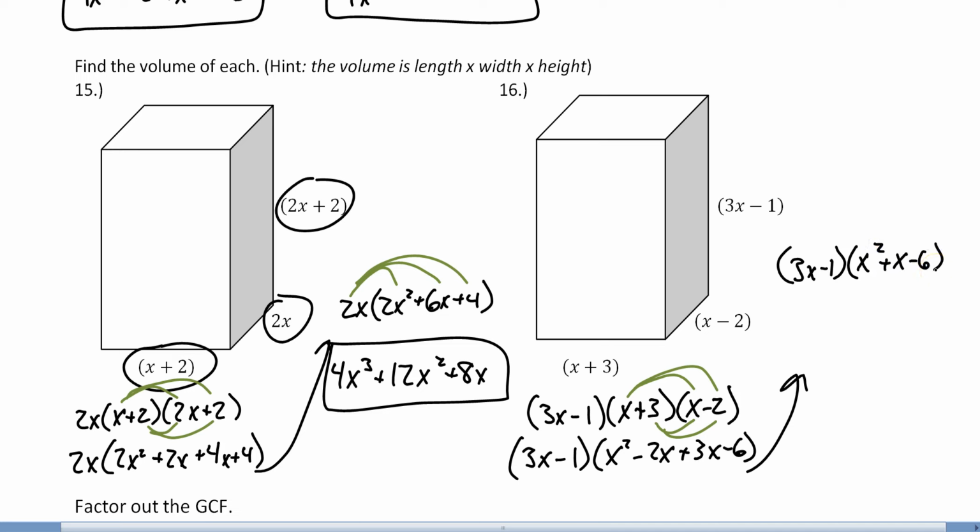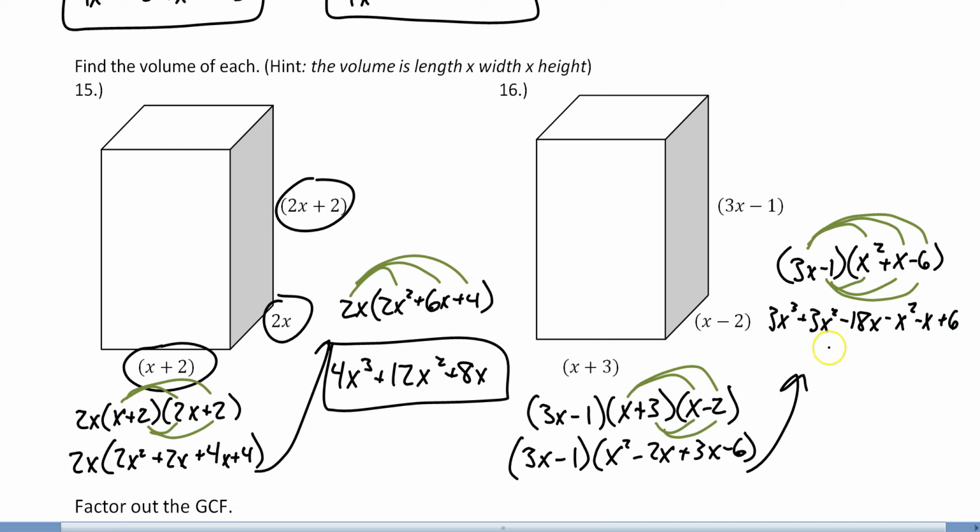Well, now it's like one of the complicated ones that we had a little bit earlier. I have to just use my distributive property to distribute the 3x to each of these terms. Then I distribute the negative 1 to each of these terms. So here when I distribute the 3x, that's going to be a 3x cubed plus 3x squared minus 18x. When I distribute the negative 1, that's a negative x squared minus x and a plus 6.